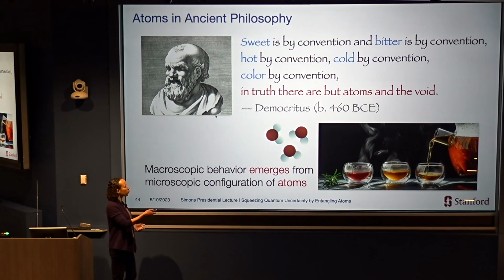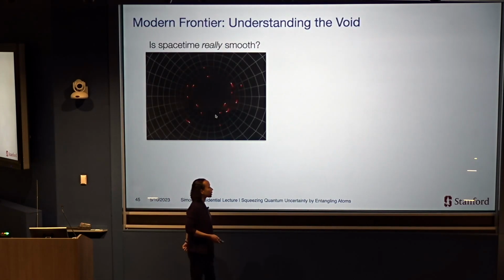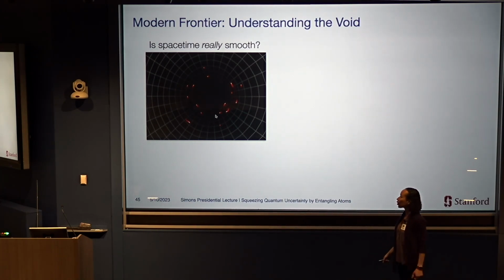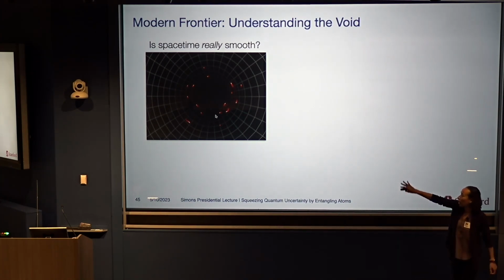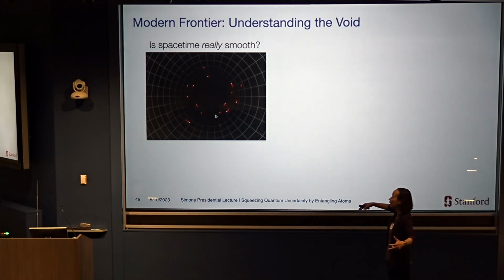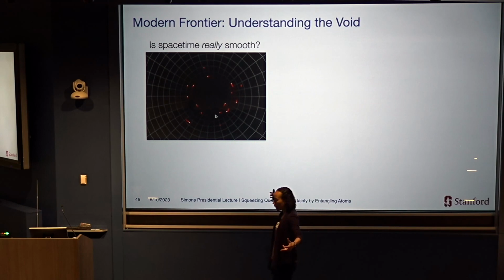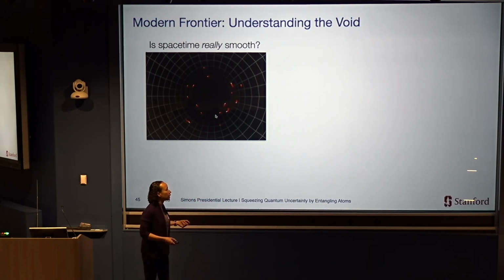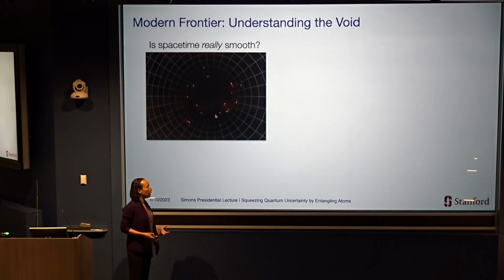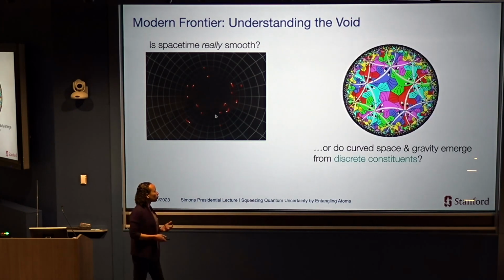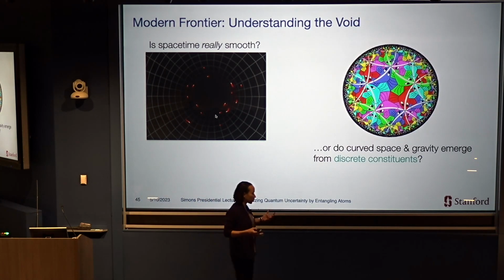So he says, in truth, there are but atoms and the void. And one thing that's still more of an open question has to do with what the properties are actually of the void. So here's sort of a depiction of curved space. And you can ask, is space-time really smooth, or does it also have some underlying more microscopic description like these atoms that were a revolutionary concept in Democritus's time? So what might that microscopic description be?